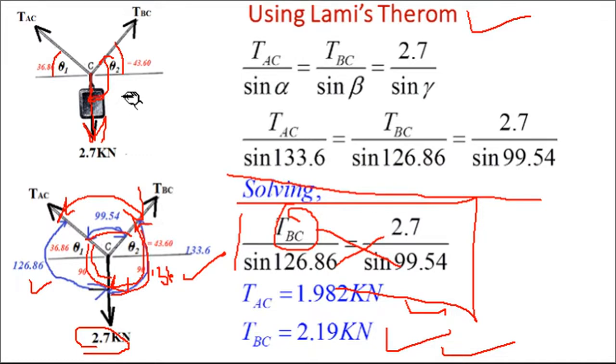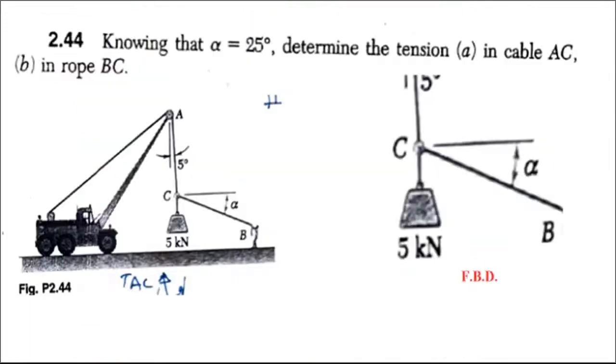Then summation of Fy equals 0: TBC sin 43.6 plus TEC sin 36.86 minus 2.7 equals 0. Solve these two equations, then you will get the values of TEC and TBC. Means either use Lami's theorem or resolution. Very easily you can solve this particular type of problem.